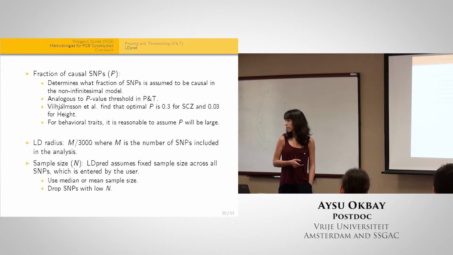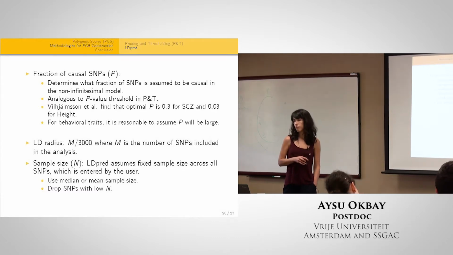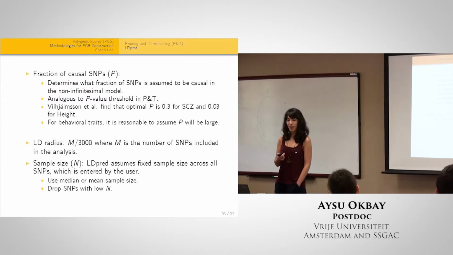Patrick was calling it pi in his slides. Yes. And if you see an LDpred paper that talks about p, don't confuse it for p-value threshold. It has nothing to do with p-values. So for behavioral traits, for polygenic traits, it's generally reasonable to assume that p should be large, because it's a fraction of causal SNPs.